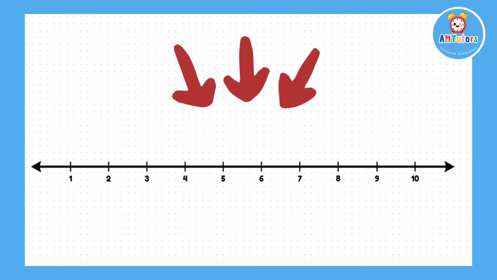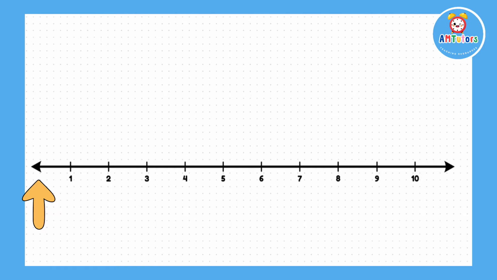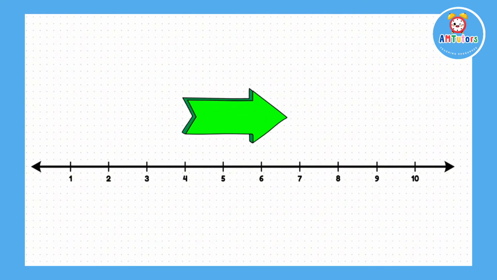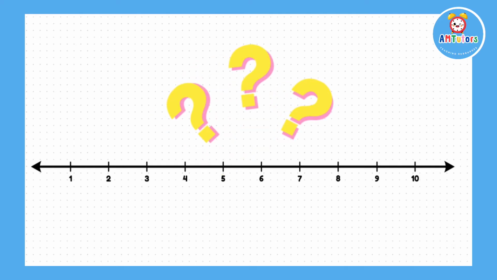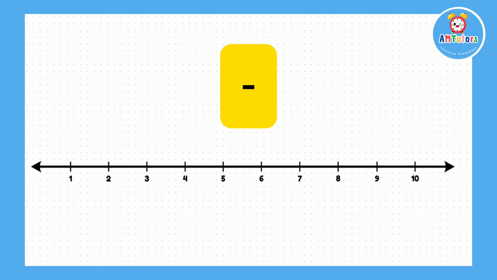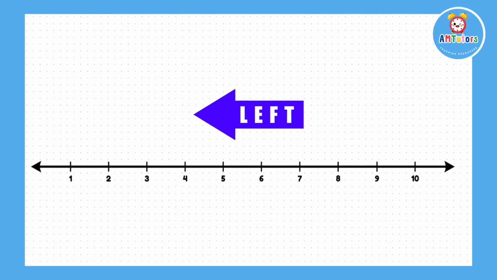Here is my number line. It has numbers which are in a row, starting from 0, and the numbers go all the way up to 10. We can use it to count forwards and backwards. So now that we know what a number line is, how do we use this number line for subtraction? Well, subtraction means taking away, and on a number line, this means we move to the left or count backwards.